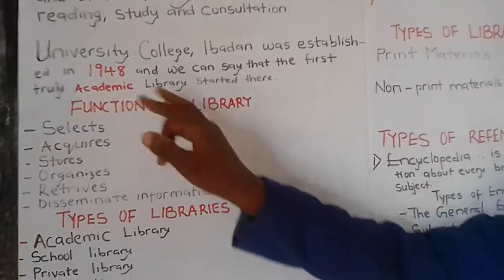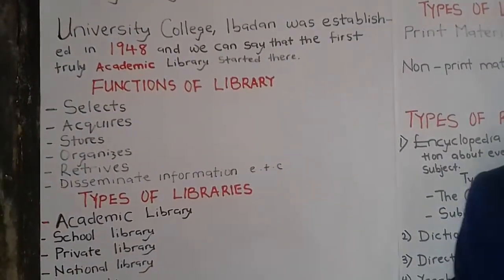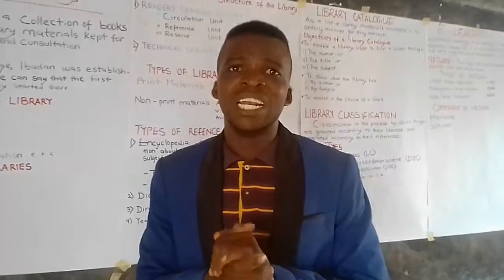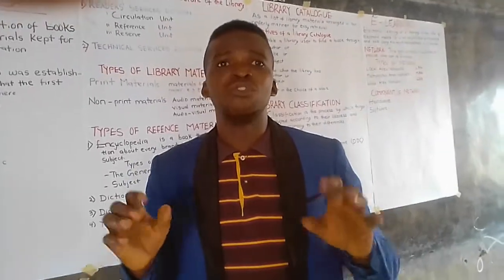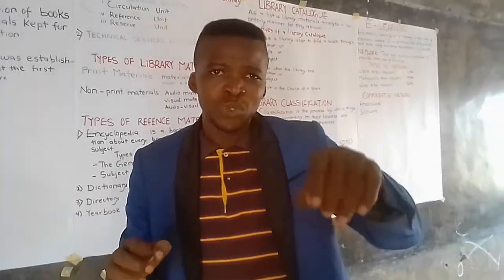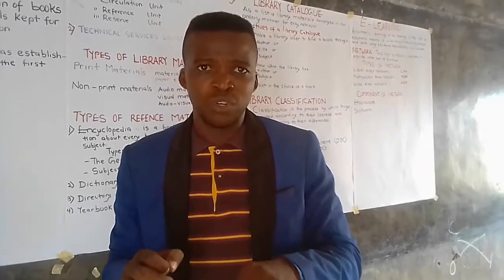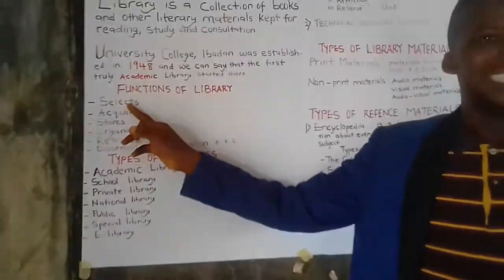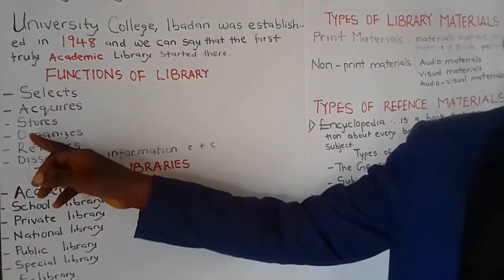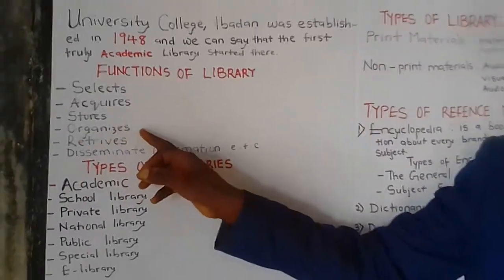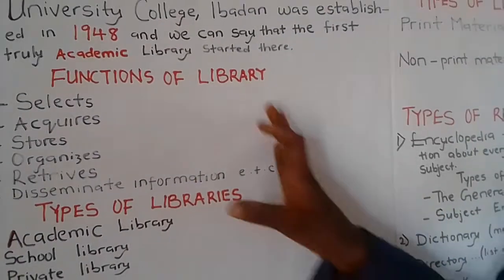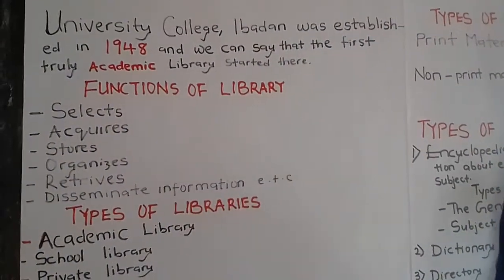Now, what are the functions of a library? What is the necessity of a library? What is the relevance of a library? What is the importance of a library? A library performs a variety of functions, among which the essential function is to meet the user's needs at a particular period of time. Now we have to select. To select what? To select materials that are relevant, to acquire, to store, to organize, to retrieve, and to disseminate information, etc. All these are the functions of a library.